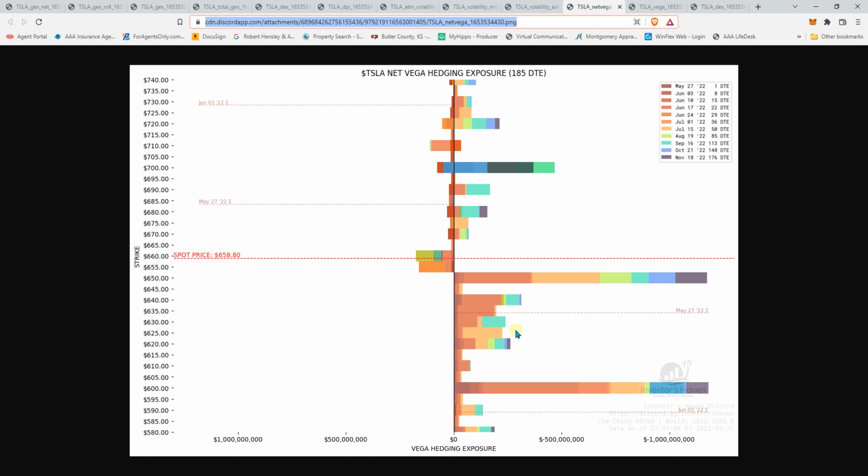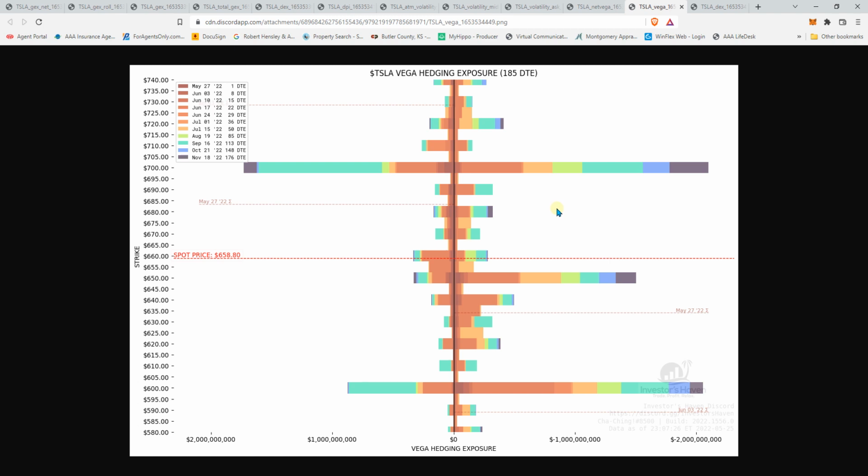Vega being, I guess, the sensitivity of the option's price to, I think, the volatility. Again, I'm still kind of sketchy on the Greeks and stuff like that, but I'll definitely be studying this type of chart a little bit more. But what's interesting is that you see a ton of Vega hedging here at 700. But it's negative, so that's interesting to me. I want to see how this works itself out. I'm not exactly sure how yet.